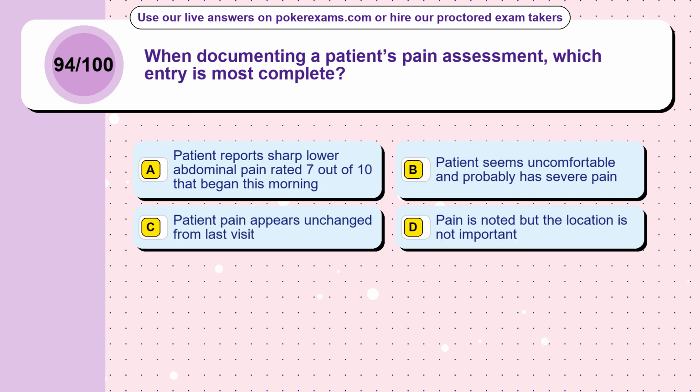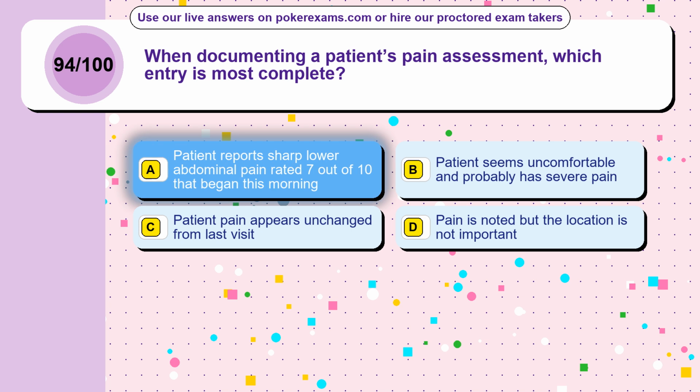Question 94. When documenting a patient's pain assessment, which entry is most complete? Option A. Patient reports sharp lower abdominal pain rated 7 out of 10 that began this morning. Option B. Patient seems uncomfortable and probably has severe pain. Option C. Patient pain appears unchanged from last visit. Option D. Pain is noted but the location is not important. The correct answer is option A.